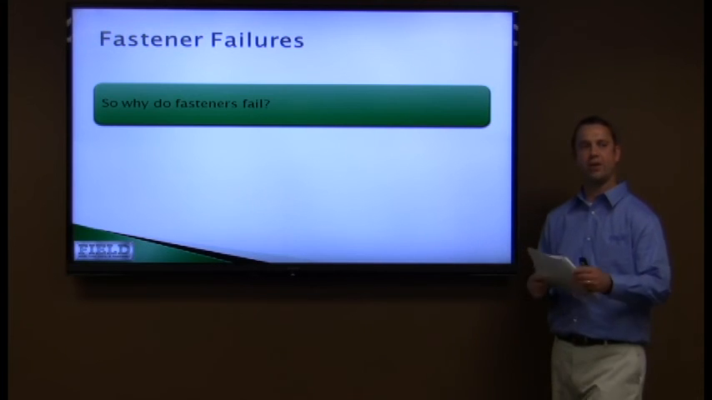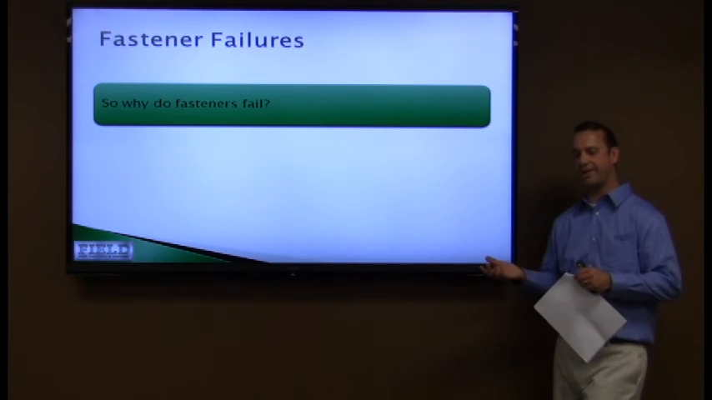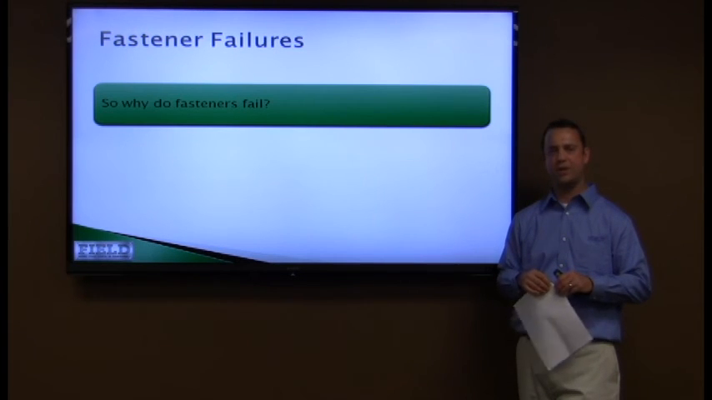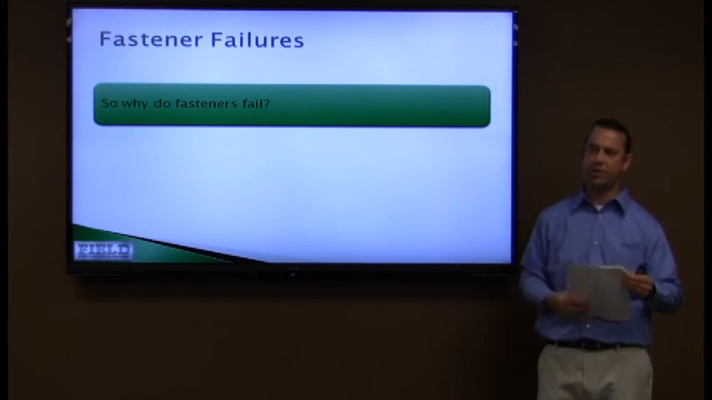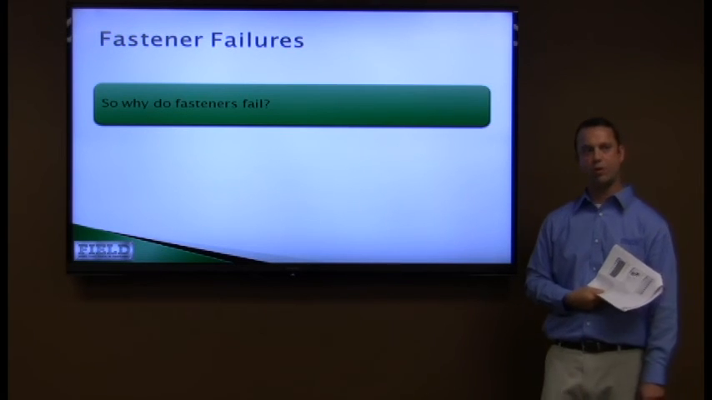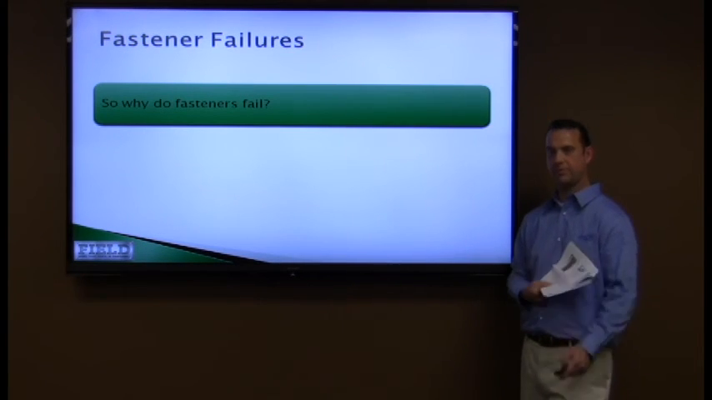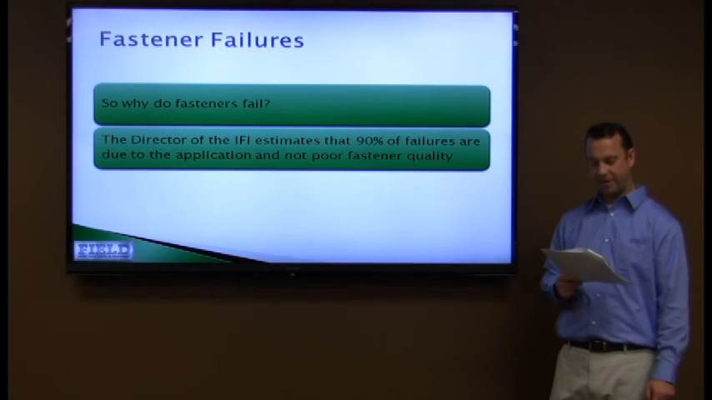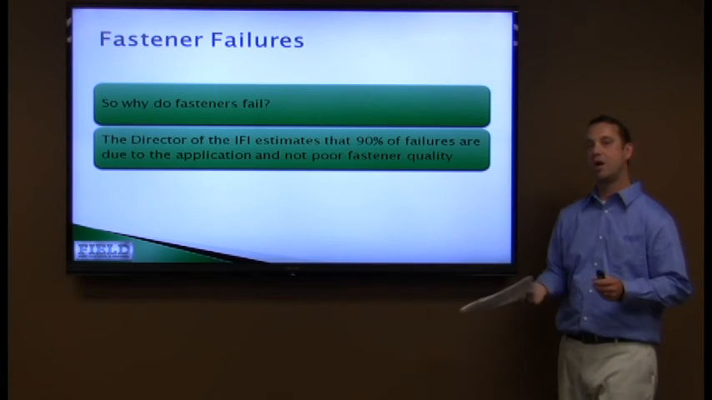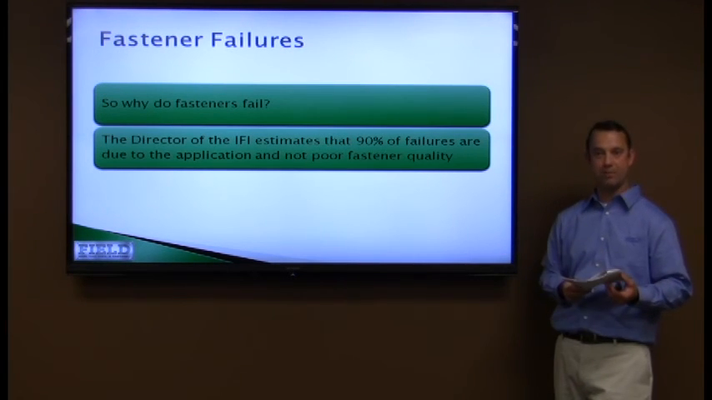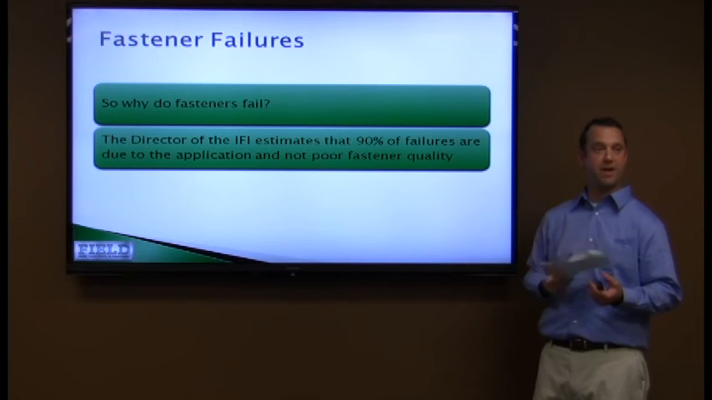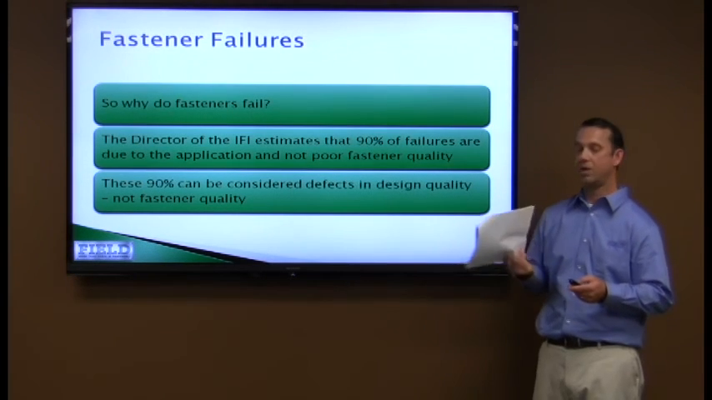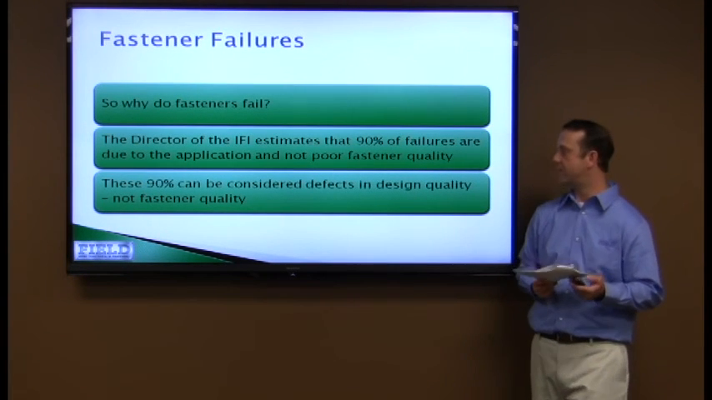So why do fasteners fail? If I've got a joint on a car and it fails down the road, why did that fastener fail? Do you think that's bad heat treat or bad manufacturing, or is that seams or cracks or rust? The director of the IFI estimates that about 90% of fastener failures come from poor design quality, going back to poor torque control or poor assembly methods, or even specifying the wrong fastener. Only about 10% from his estimation is fastener manufacturing defects.